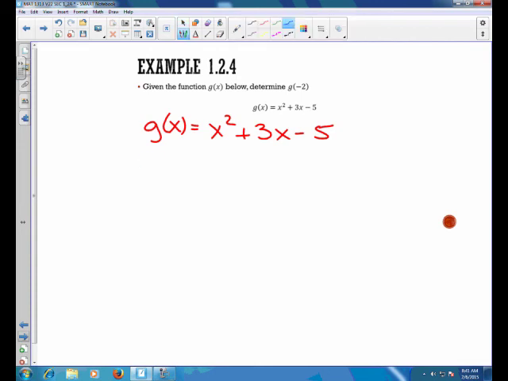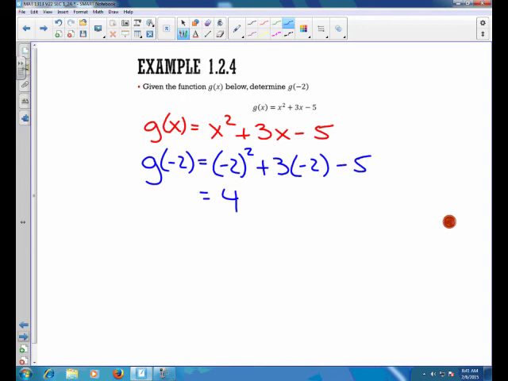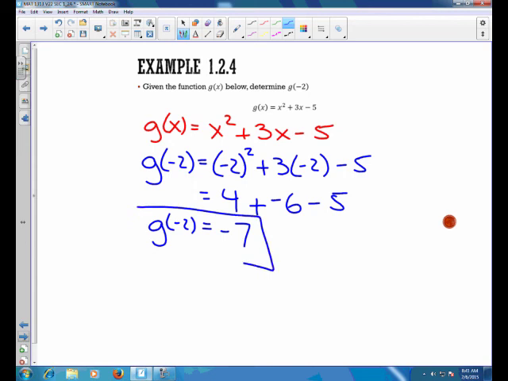So what that means is we're just going to plug in -2 for x and then solve. Negative 2 squared is positive 4, plus 3 times negative 2 is negative 6, minus 5. 4 plus negative 6 is negative 2, minus 5 is negative 7. So g of negative 2 is just negative 7.